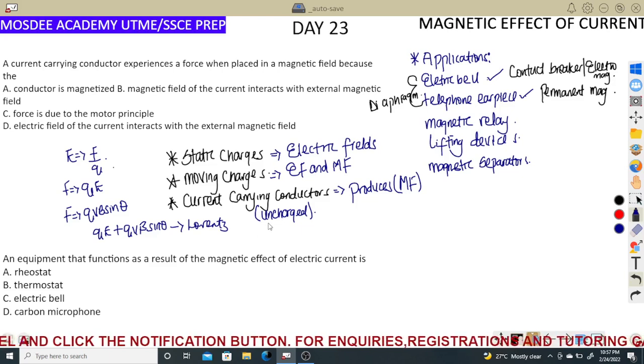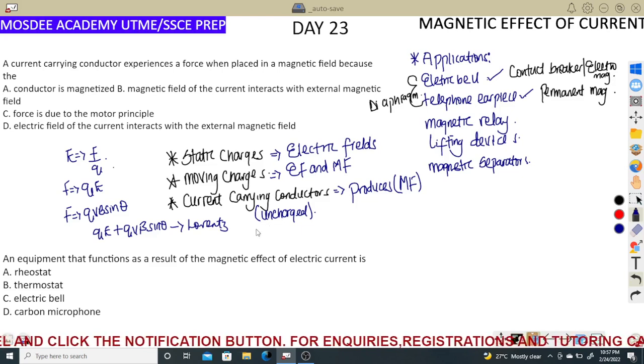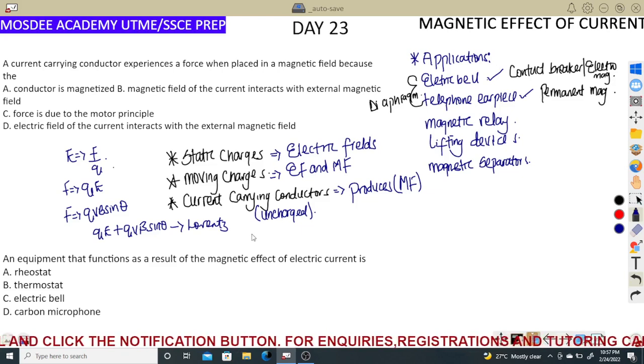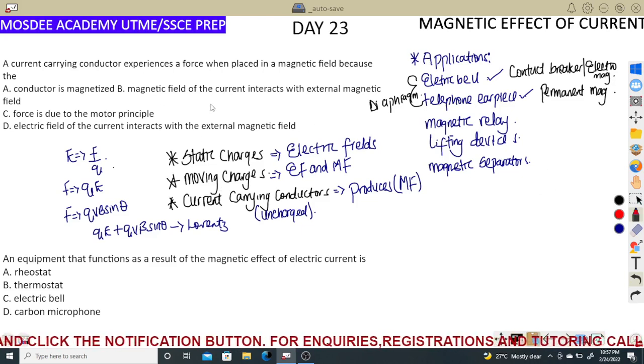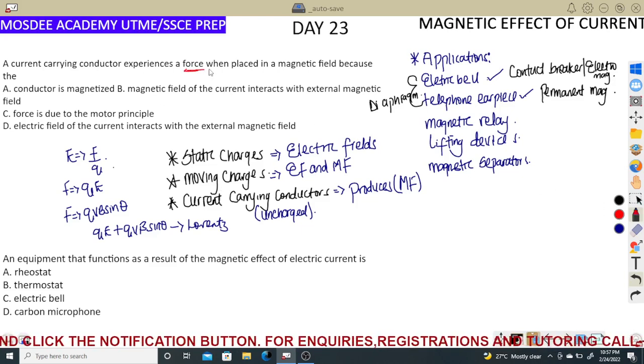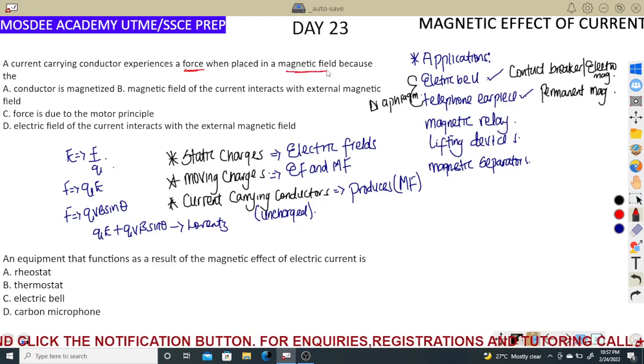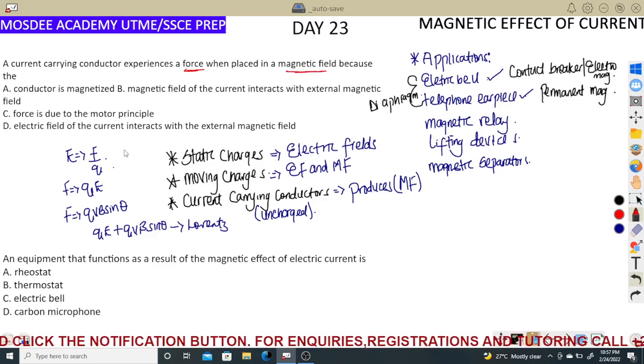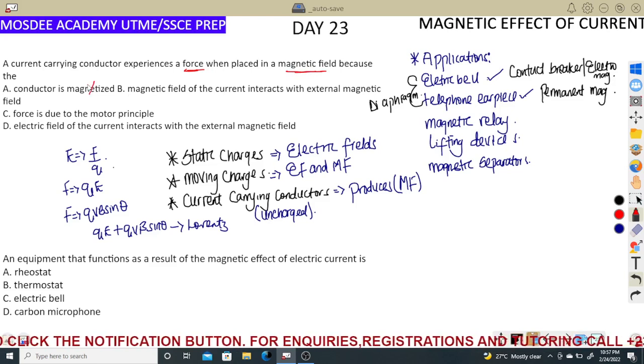So I hope you can still hear this voice. So manage this voice. I won't be shouting that much, and I'm going to take it calm. I'll be very, very fast. So now, current carrying conductor, which is just what I explained now, experiences force when placed in a magnetic field, because conductors are not magnetized. In fact, they are uncharged.